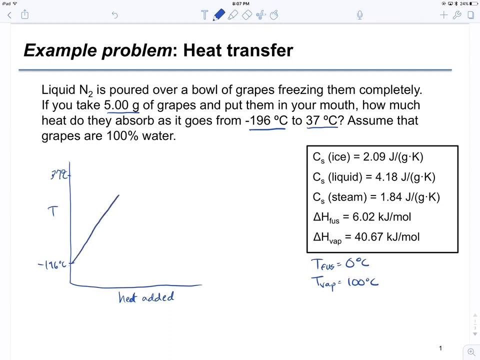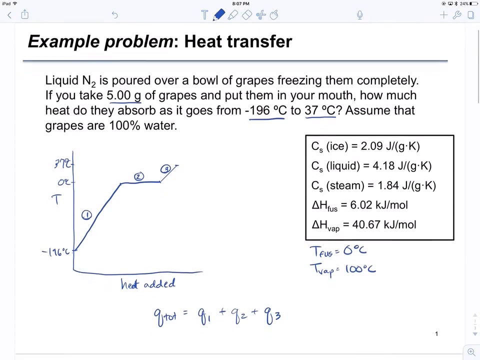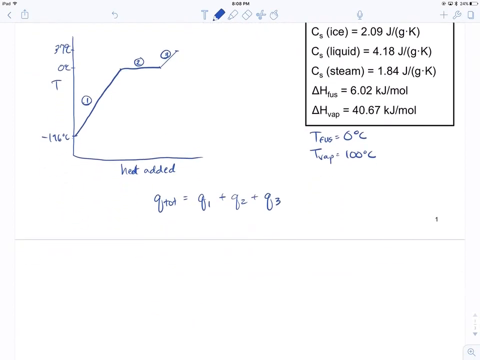So we're going to warm to the melting point of 0 degrees Celsius, at which point it will melt, which temperature is constant for, and then we'll warm to our final value of 37 degrees Celsius. So we have 3 different segments of this curve that will need to be calculated independently. And the total heat involved here would be Q total equals Q1 plus Q2 plus Q3. Okay, so let's look at each individual step here.